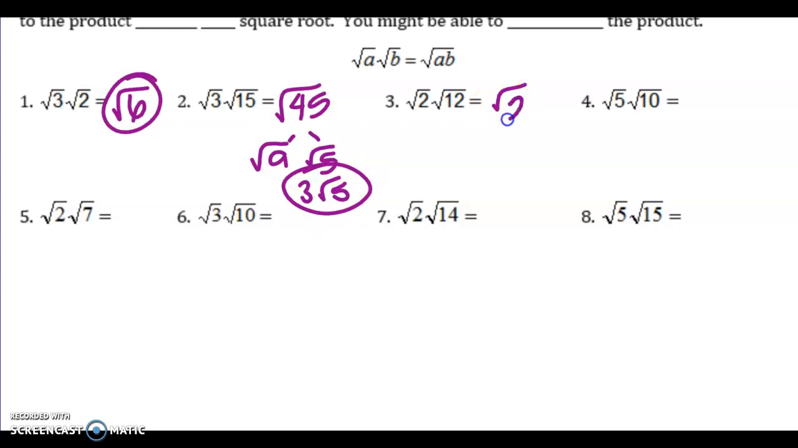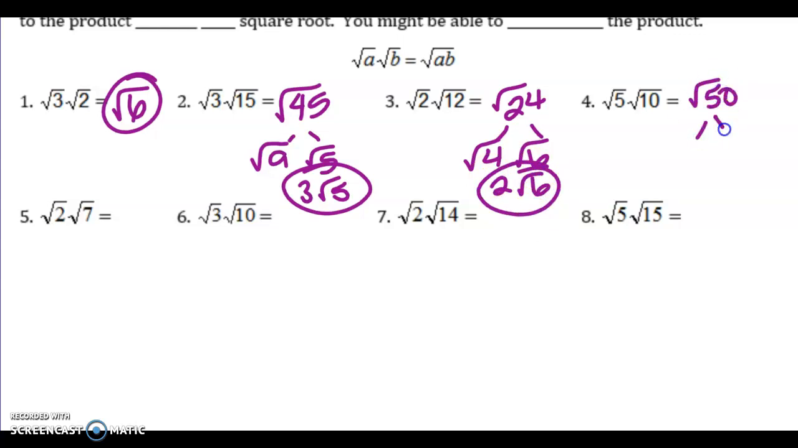So now I've got 24 because 2 times 12 is 24. Well, I can break 24 down into numbers I can use, like 6 and 4. So the square root of 4 and the square root of 6. That would be 2 square root of 6. Okay, so 5 times 10 is 50. And then you can break 50 down into perfect squares. That would be 25 and 2. So that would be 5 square root of 2.